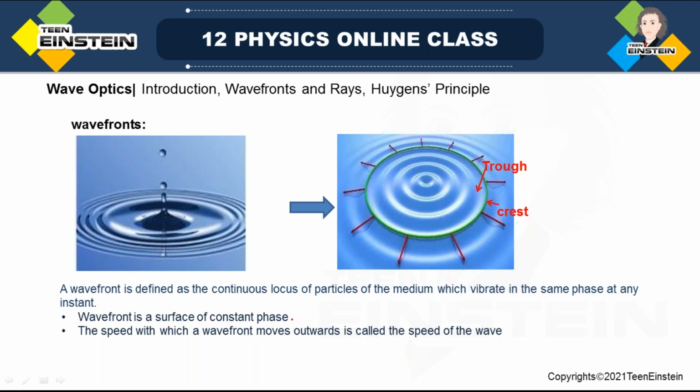And wavefront is a surface of constant phase. If you take this whole circle, or if it is spherical, then you have a surface of this radius, suppose r1. Everywhere on this surface of radius r1 will be in phase. That's why wavefront is a constant phase surface, a surface of constant phase.